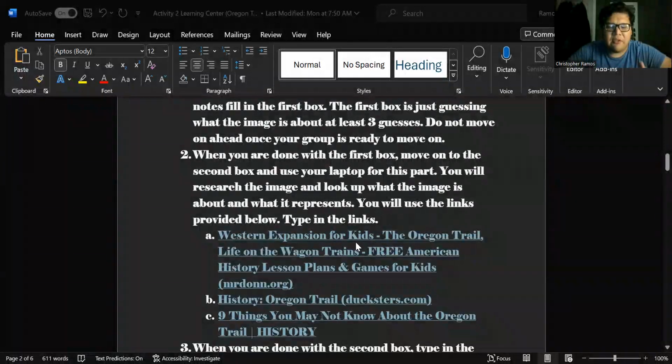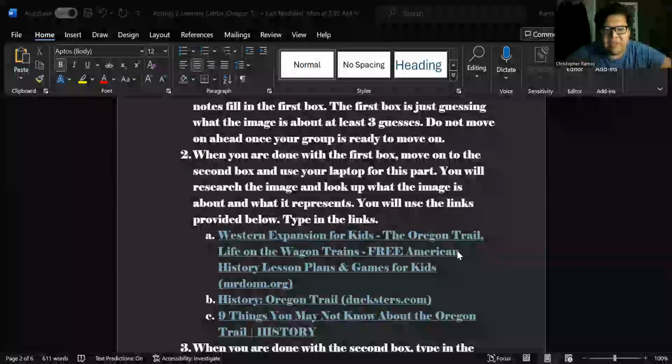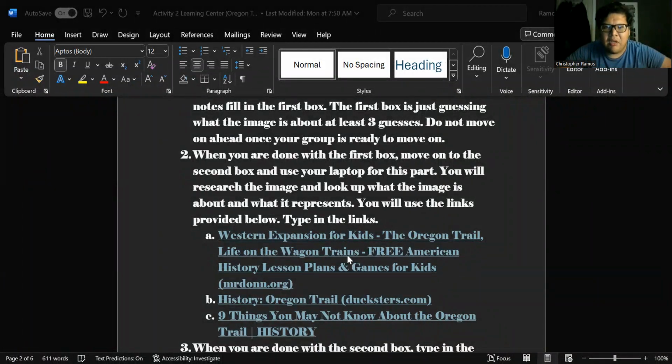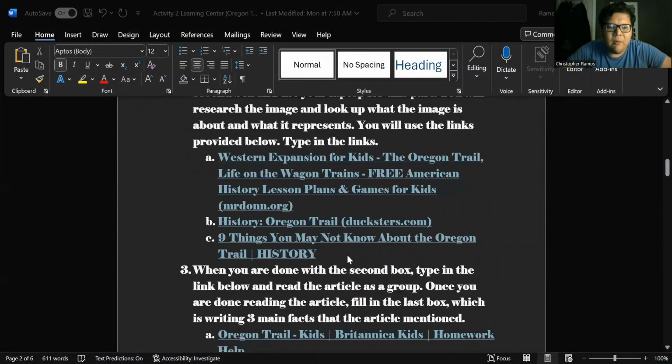So basically for this one, there's going to be the second box, and they're going to be writing facts of what's going on in the image, whatever information they can find through these links. In the second box, it's going to say, what did you find out? They're going to be researching what's going on in that picture, what the concept is, what it is exactly. And that's for that.